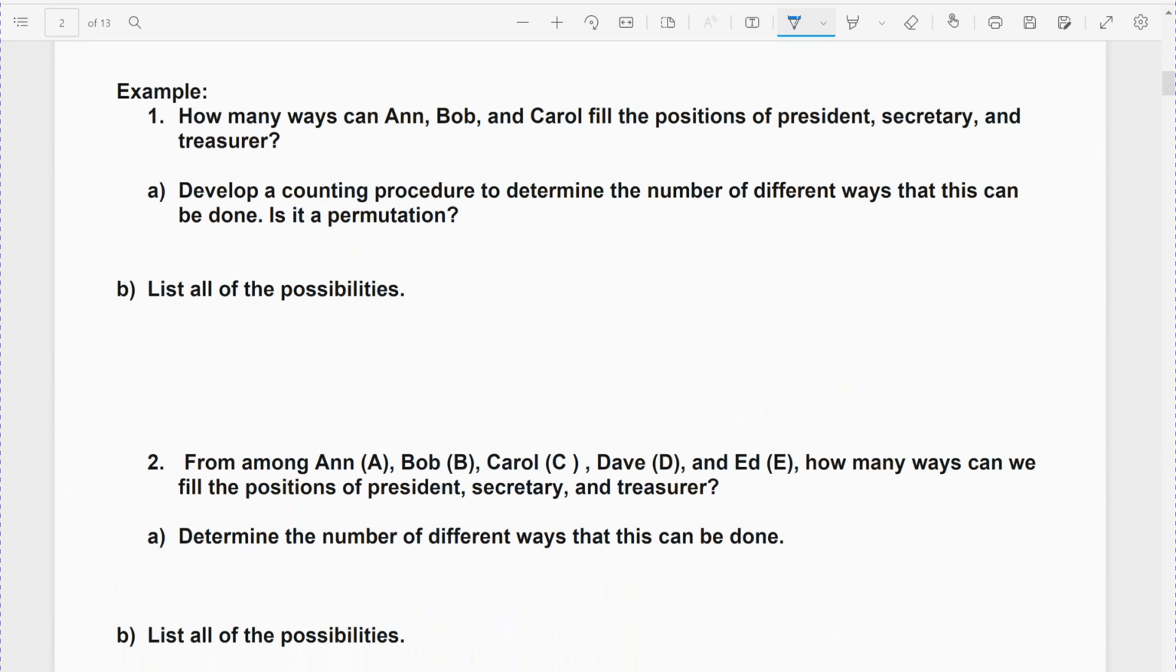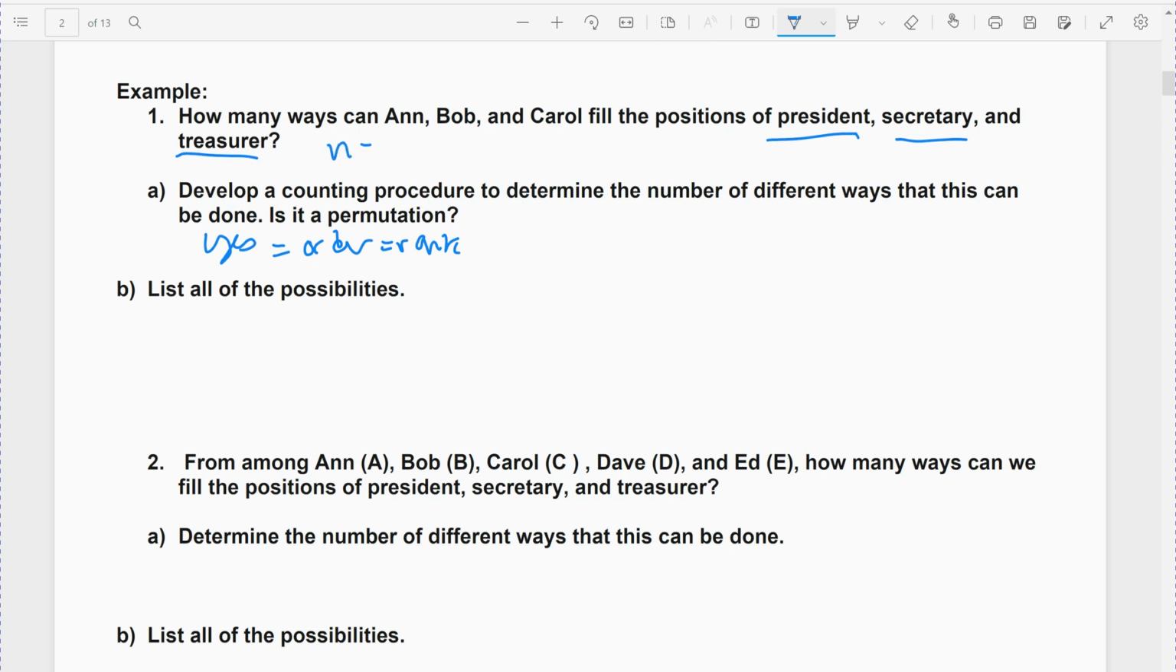Suppose I have 3 people. I have Ann, Bob, and Carol. I need them to fill the positions of president, secretary, and treasurer. Develop a counting procedure to determine the number of ways this can be done. Is it a permutation? Yes, it's a permutation because there is an order based on rank. If you're picked for president, that's different than if you're picked for secretary, and that's different than if you're picked for treasurer.